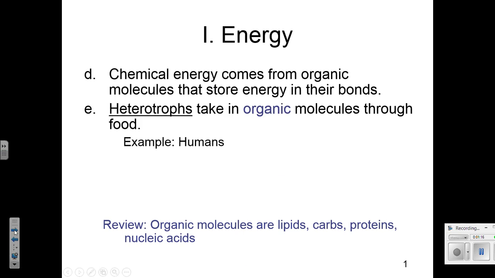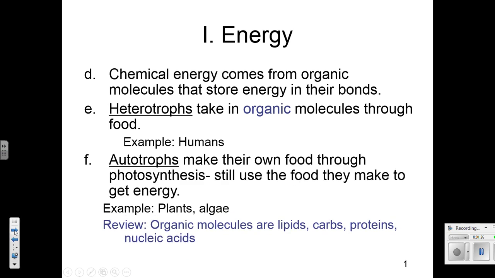So heterotrophs are going to take in these organic molecules through eating or through food consumption. Okay, so we would have to eat these compounds. We cannot make them by ourselves. An autotroph is going to make their own food, and then they have to use their own food. So they're making glucose constantly, but then they have to still use that in order to grow taller and to grow their roots and things like that. So they're making it and then using it.